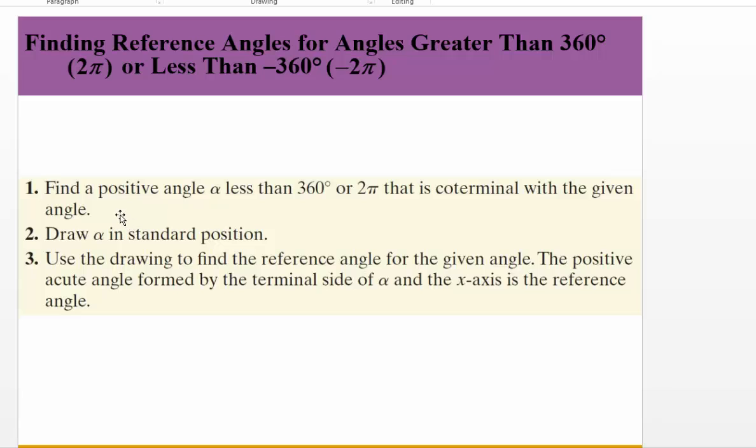Now, to do this, we're going to find a positive angle. We'll call it alpha in this case. I'm getting tired of theta. Less than 360 degrees or 2 pi that is coterminal with the given angle. We'll draw alpha in standard position, and then we can use the drawing to find the reference angle for the given angle. And again, that's the acute angle, you've heard this many times now, formed by the terminal side of alpha and the x-axis will get you that reference angle.